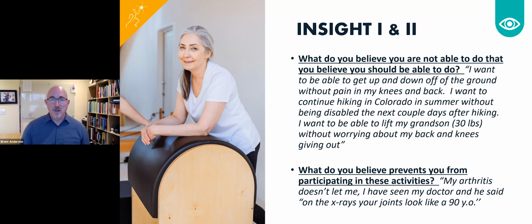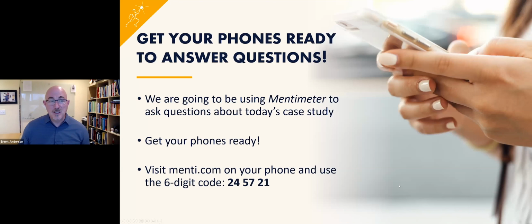So I want you to think of these two insights that we've just received from Jane, right? So one is we know what she wants to do and what she's limited in doing, and we know what she believes is preventing her. So she's believing that arthritis is preventing her from participating, okay? So now we're going to go to the next slide, and this one is going to teach us how to use this new application we're going to play with today.